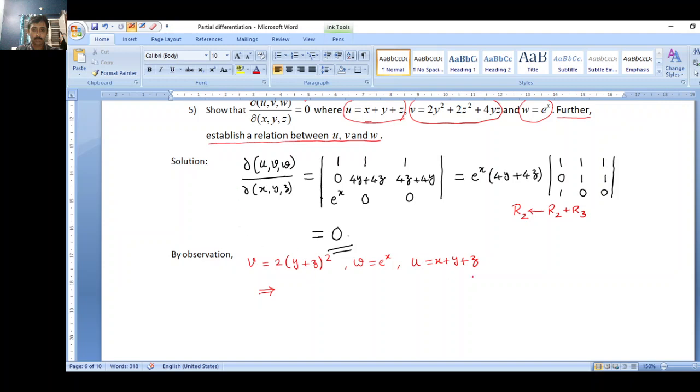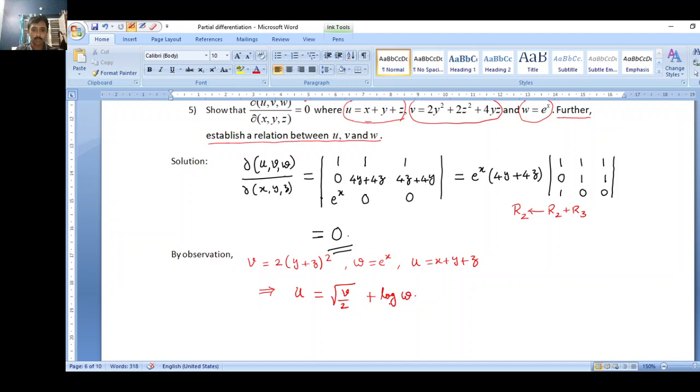See, y plus z can be replaced by root of v by 2 here. Okay, so I'll take y plus z to be root of v by 2, correct? And what am I left with? I'm left with x, and that x could be written using this relation. Now what is x then? If w is e power x, x is going to be simply log of w.